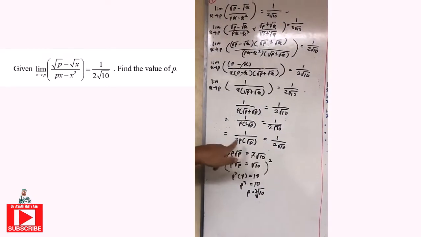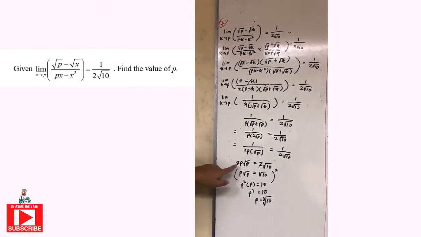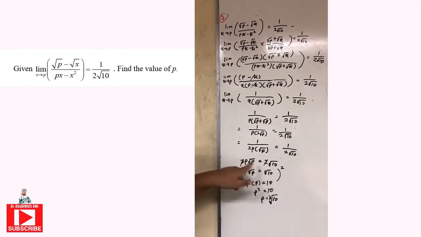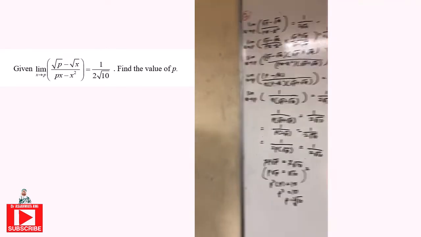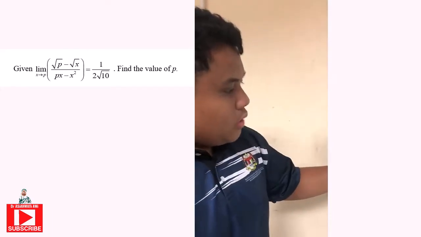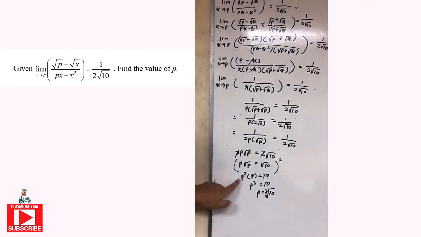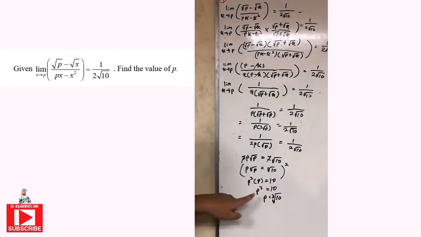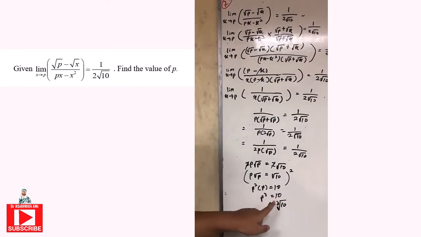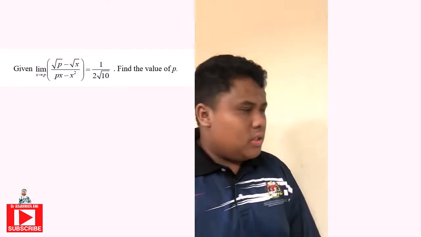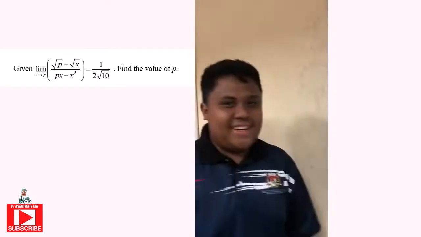So we cross over, we get 2p sec p will equal to 2 sec 10. We can cancel out 2 since it is the same on both sides. And then on both sides we square, we get p squared times p will equal to 10. So p cubed equals 10. So p will equal to cube root of 10.